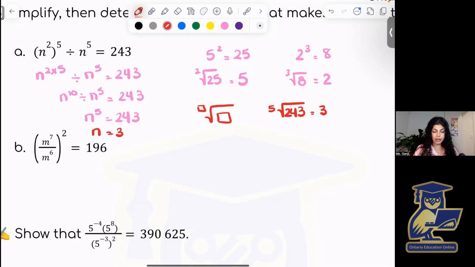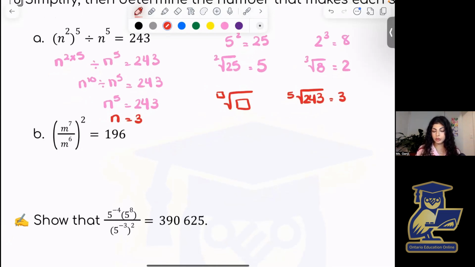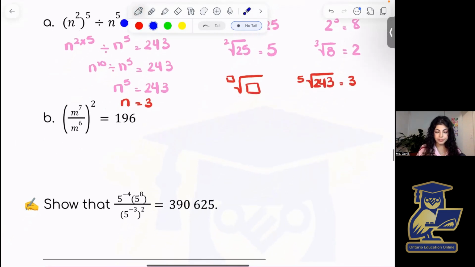And you can always double check. Now 3 to the power of 5, I'm going to evaluate. 3 to the power of 5 gives me 243 as required. So whenever you have to solve for the base, you can always use this tool on your calculator.